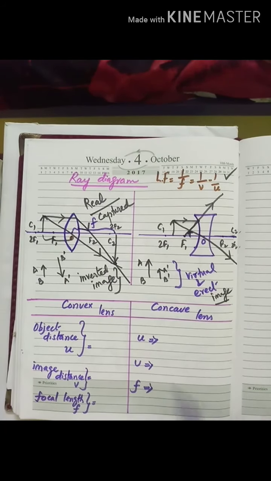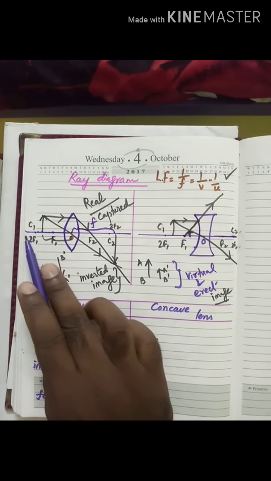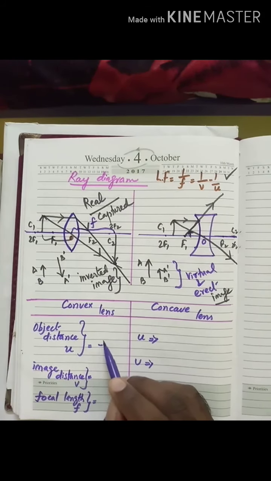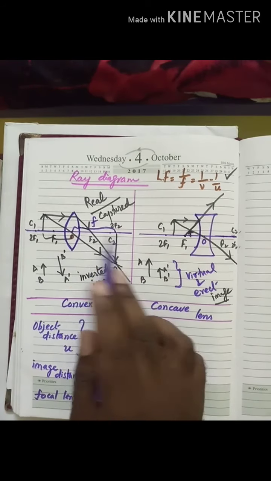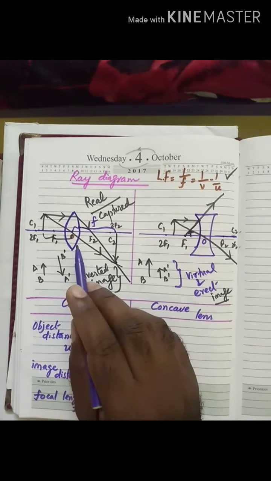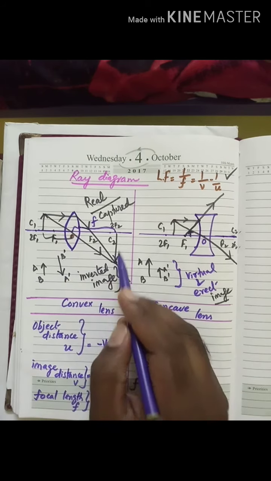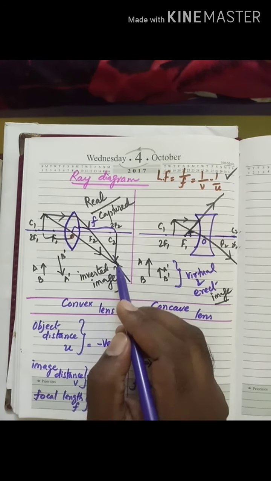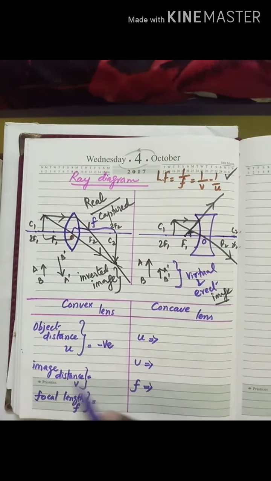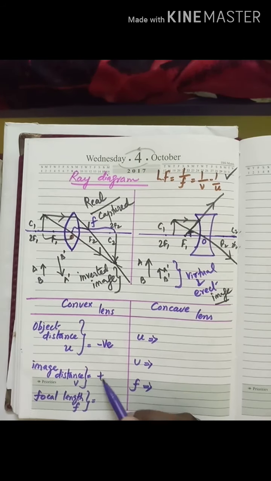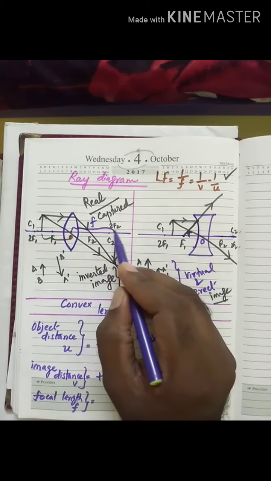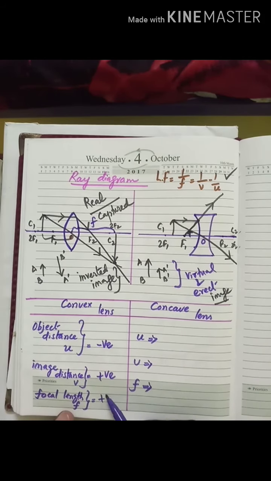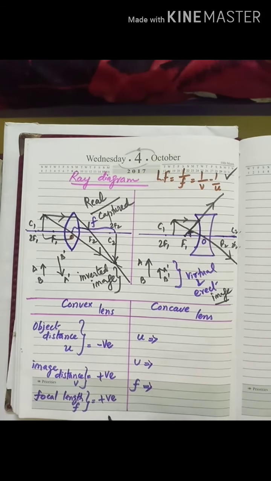If you understand here, the object distance is from the left side always, so it is negative as per the Cartesian sign convention. But the image is formed on the right side, so the distance between the optic center and the image gives you v, the image distance, which will always be positive. What about the focal length? It is also on the right side, so it will also be positive in the case of a convex lens.